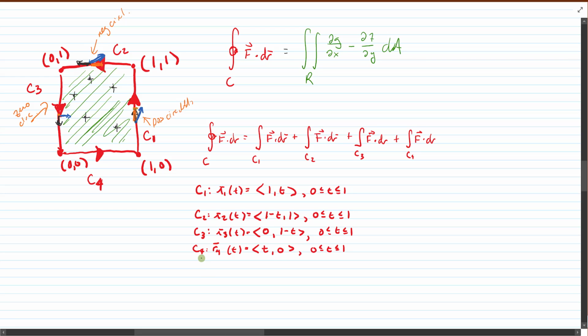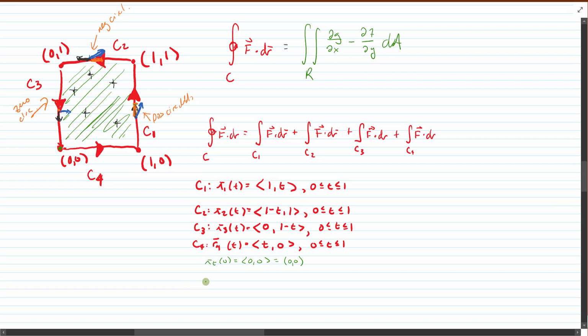So for C4, notice that when t is 0, when I start the parameterization, I want it to spit out the point 0, 0. If I plug in 0 for t, that gives me the vector 0, 0, which we match with the point 0, 0. Then if we plug in 1 for R4, that's going to give us the vector 1, 0. Sure enough, that gives me the ordered pair 1, 0, which is where I wanted to stop the parameterization for C4. You can check my other parameterizations to confirm that I've got those right.